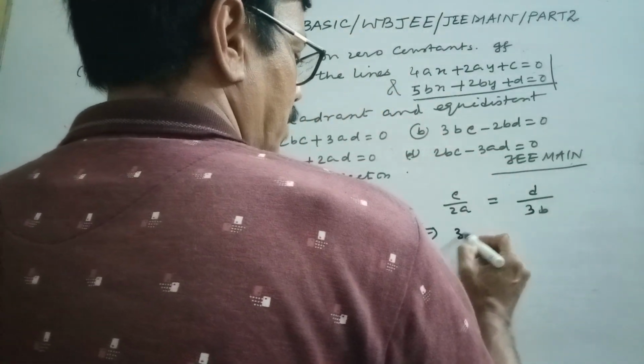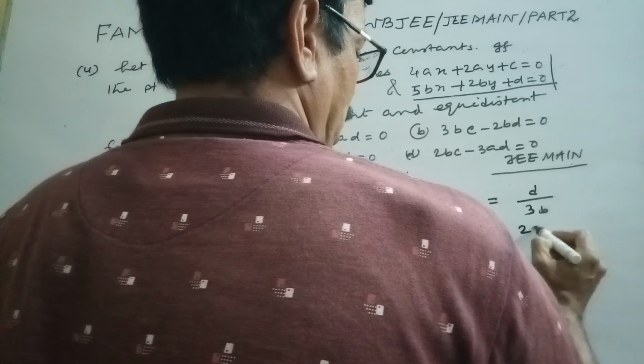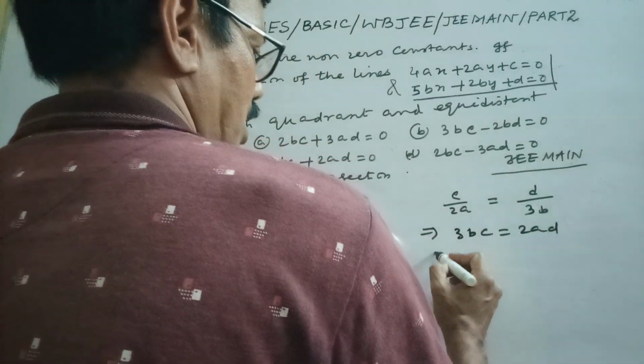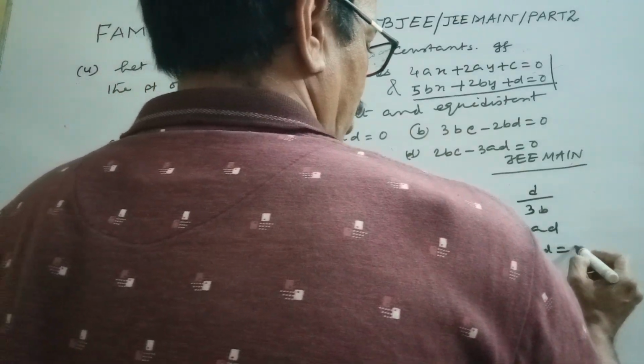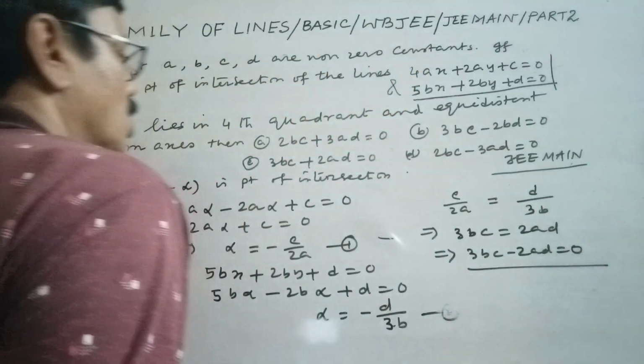So 3bc equals 2ab. So 3bc minus 2ab equals c. So option.